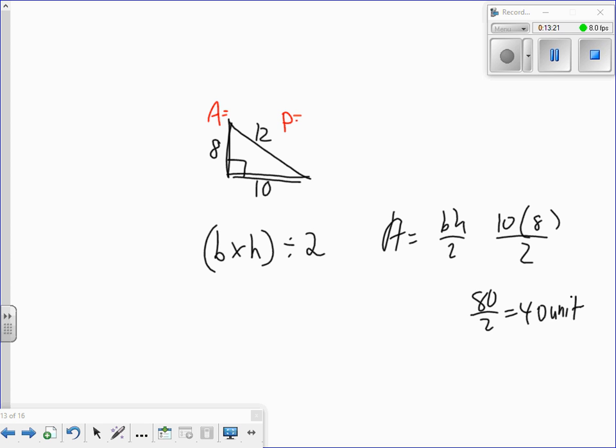Now, since it didn't say what the length of it was, whether it was meters or centimeters or inches, we put units. So the area is 40 units squared. And some people said, I don't know how to get the perimeter. Well, what's the perimeter mean? It means the distance on the way of the outside. So 8 plus 12 is 20, plus 10 more is 30 units in terms of the perimeter, the distance around the outside.